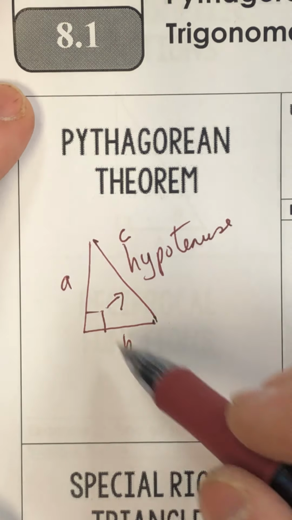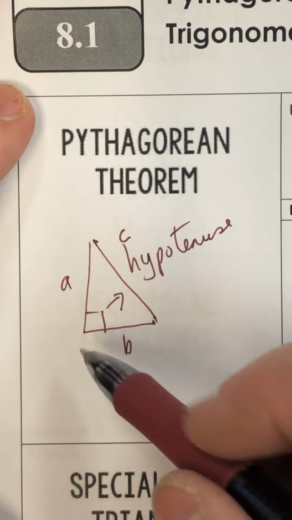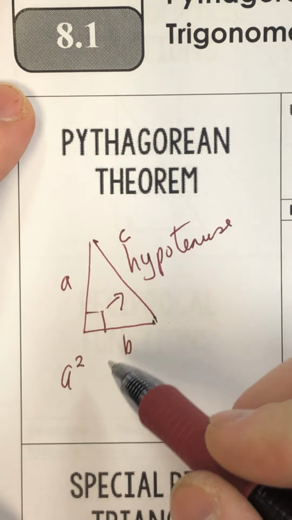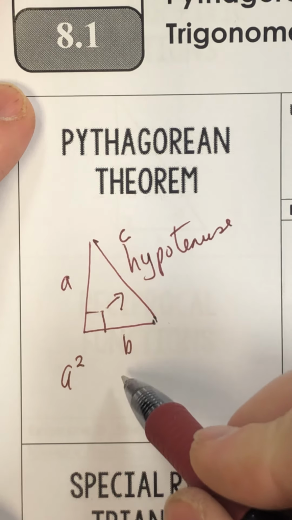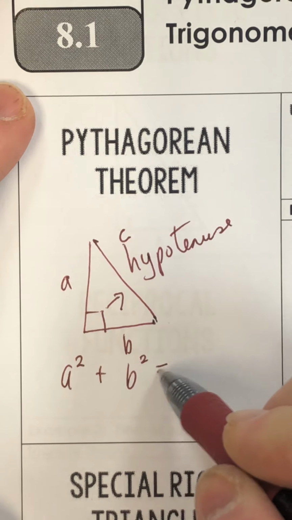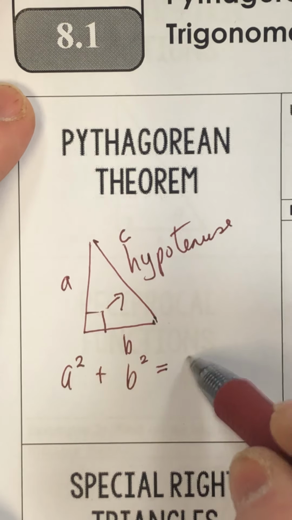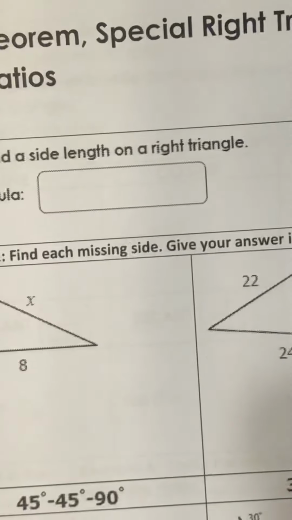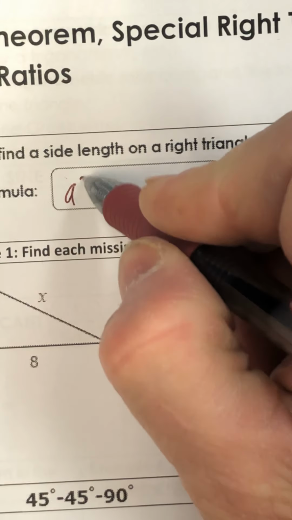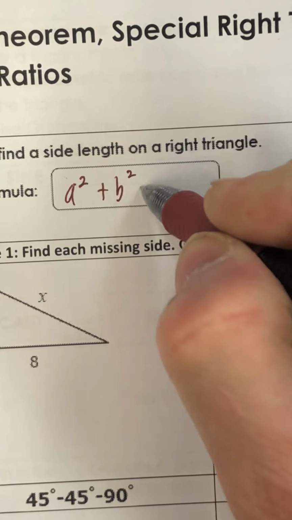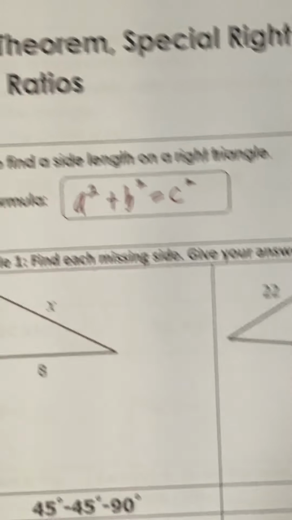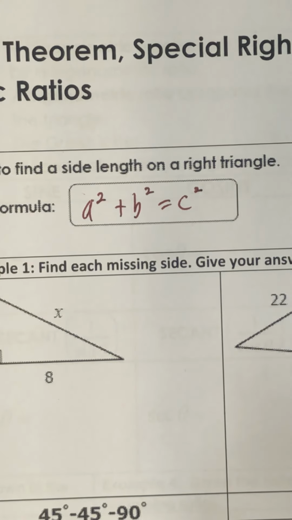Your formula is if you square the length of this side and you square the length of the other leg and add those together, that's going to equal the hypotenuse squared. So that's where we get the formula of a squared plus b squared equals c squared. We can use that to find a or b or c, given that you know 2 out of the 3.